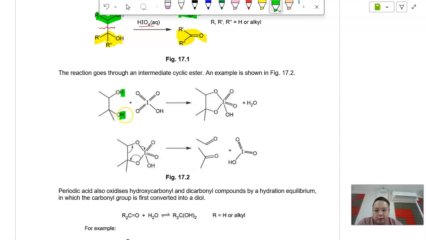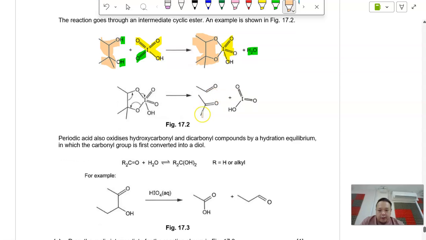this H and one of the O is gone as water. If you do a tracing of this, just simple pattern recognition, this remains intact. The alcohol group here remains as it is. So far so good? Okay, with that, let's take a look.